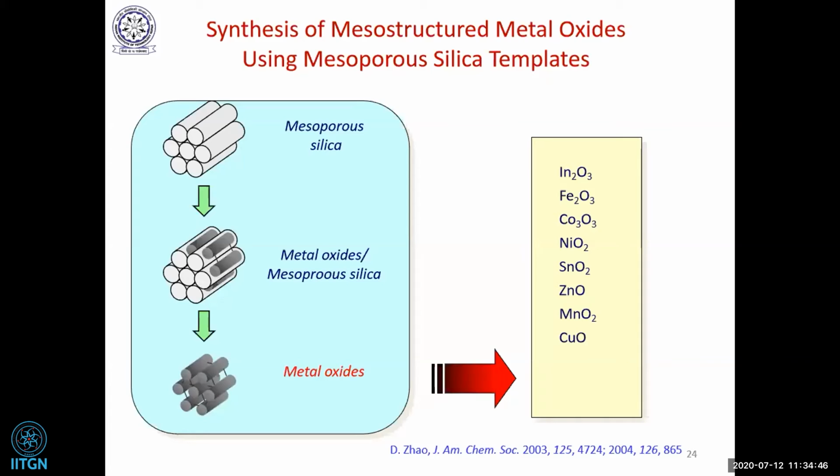The hard template method is that you take some template which is hard in nature, for example, mesoporous silica or carbon. Then you infiltrate the metal precursor inside the pores of this hard template, and finally you etch out the hard template. In the case of silica, you can etch it out with HF or sodium hydroxide, and you get the metal oxide. So this is the strategy people have adopted to synthesize mesoporous metal oxide.